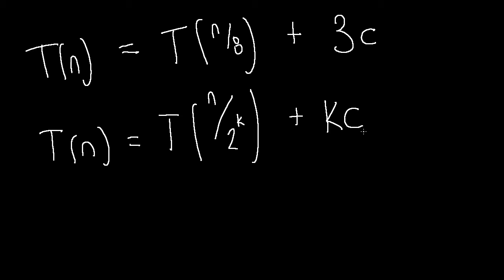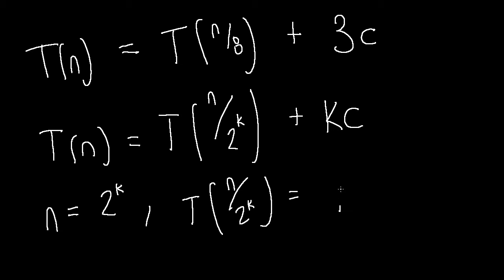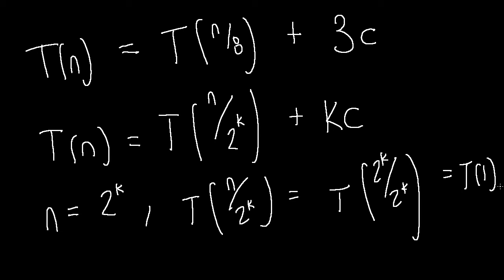So that's our general equation right over there. And now we want to figure out what this runs in big O time. We know that we're going to want to put that n is equal to 2^k, right? When we say n is equal to 2^k, that would mean that T(n/2^k) would be T(2^k/2^k), which is T(1), which is just going to be a constant that is not going to get in our way. It's just going to do its own thing.